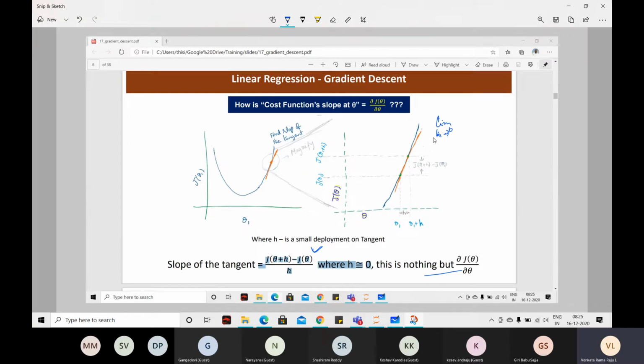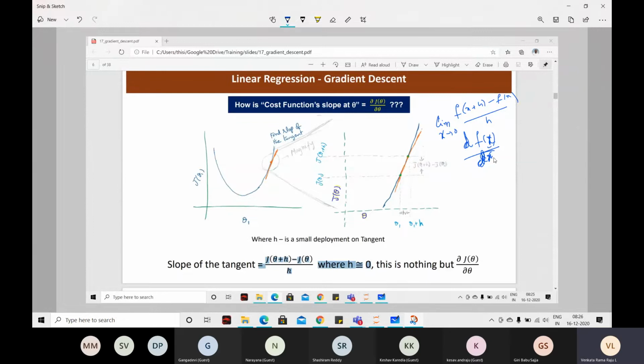Let me try to do it like this. Limit h tends to 0 of f of x plus h minus f of x, divided by h, is nothing but the derivative, df of x by dx. Do you remember this? df of x by dx, right? Remember, right? No, that's okay.